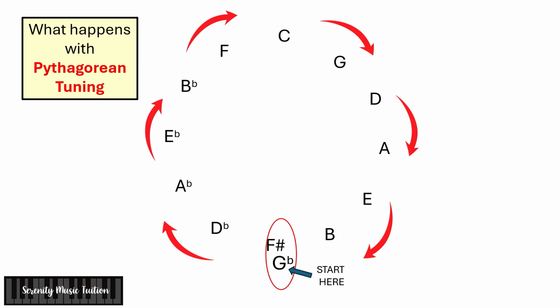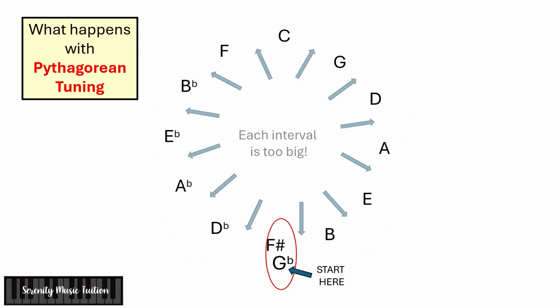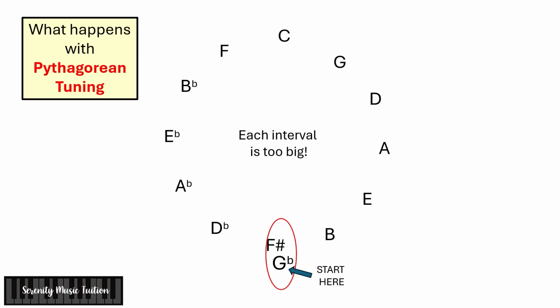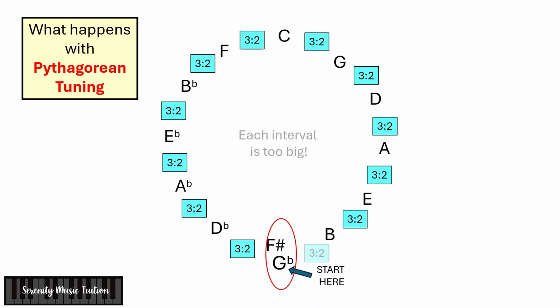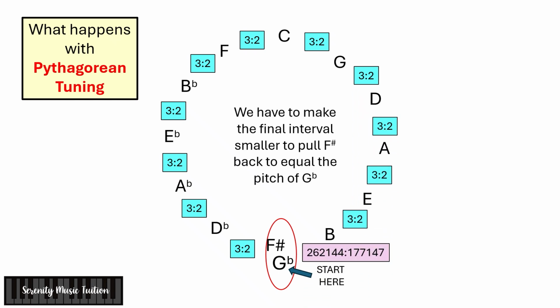The reason for this is because Pythagoras' interval of a pure fifth is too big, and therefore we don't end up exactly where we started from. If we use Pythagoras' pure fifth interval ratio of 3 to 2, we shoot past where we started. Therefore, we have to make the final fifth interval slightly smaller to pull F sharp back to equal the pitch of G flat, so the circle can start again, like this.